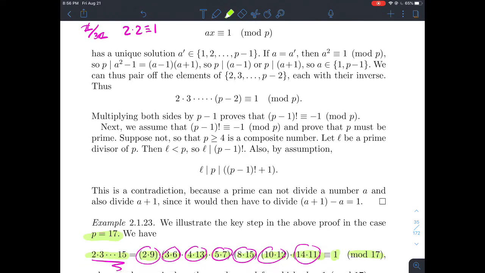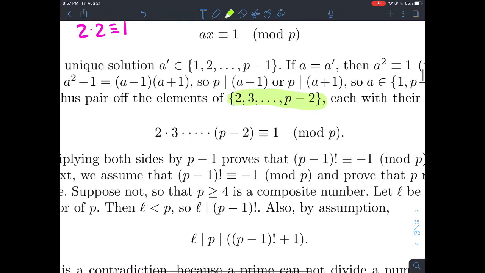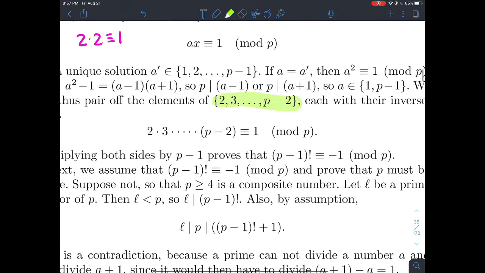So what can I say for sure? I can say for sure that when I multiply 2 up through p minus 2 in this case, I can pair each of these elements 2 through p minus 2 with their inverse. So to be a little bit more clear, we've just justified that everybody in this set has an inverse that's not themselves. In other words, none of these numbers that I've highlighted in green here can be its own inverse. The only possible numbers that are its own inverse are 1 and p minus 1.